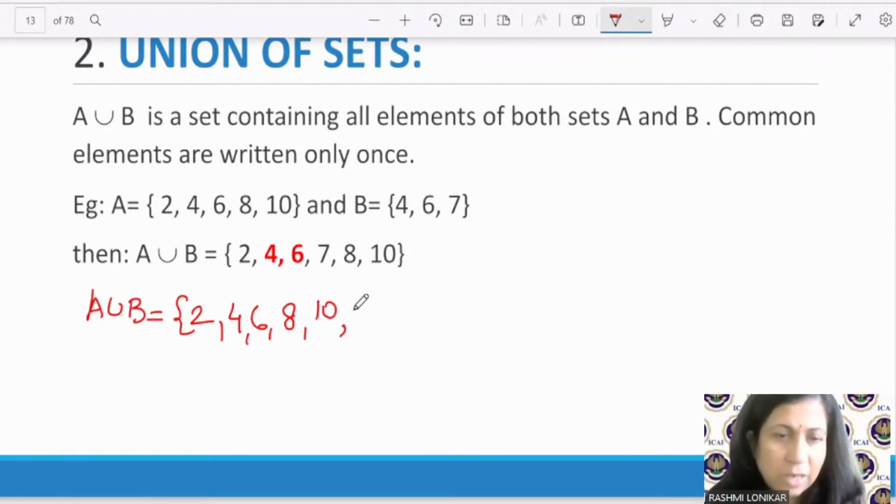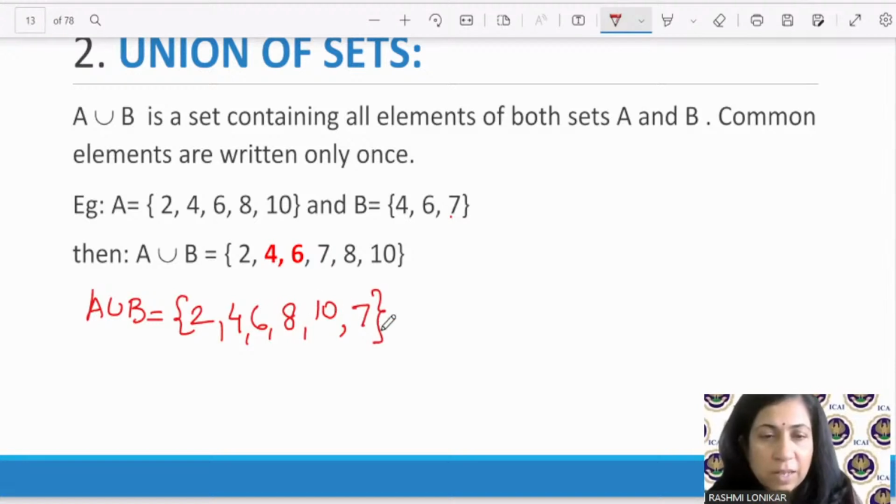Then I will write down elements of B. 4, I have already written, so I will not write it again. 6, I have already written, I will not write it. 7, is it present over here? No, so I will write it down. So what is A union B? 2, 4, 6, 8, 10 and 7.